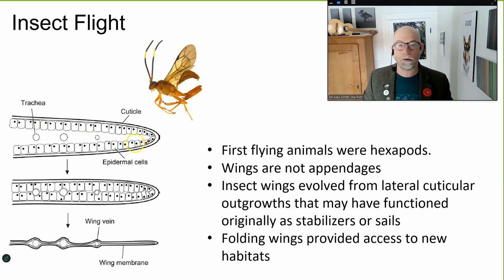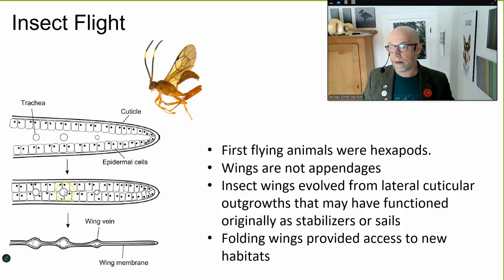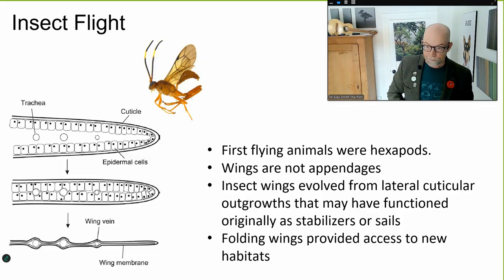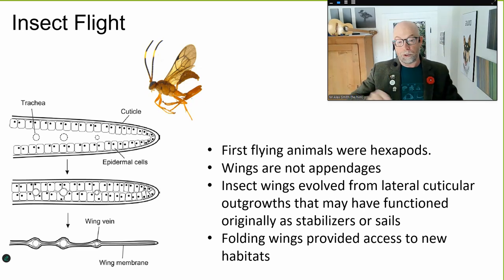This is a little lateral outgrowth of the cuticle that, through evolutionary time, the spaces in between folded around those trachea, the trachea that are respiring and directly connected to the air in the external environment, get crunched together. So they're basically sandwiched tightly in between these epidermal cells. And then through evolutionary time, that gets reduced more and more until it's basically just a membrane supported with these veins, and these veins are tracheal veins.